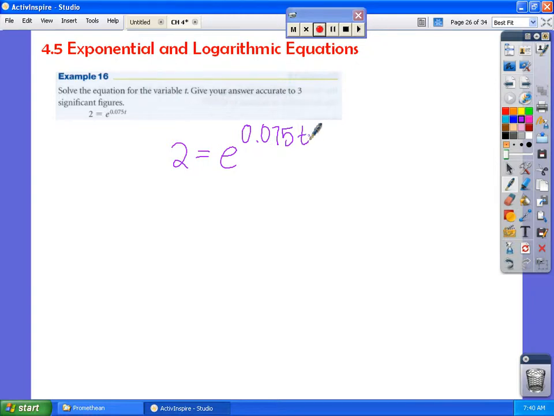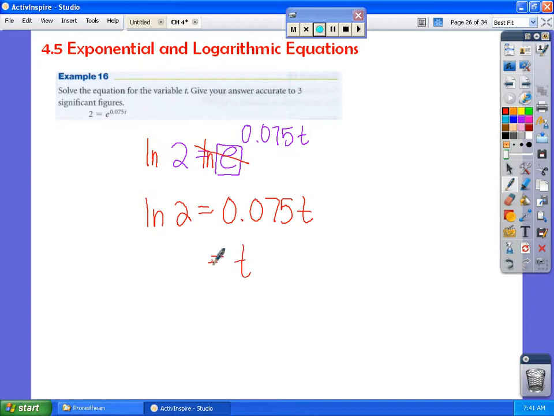If I want to solve it, the first thing you want to do is isolate your base. Meaning there should be no plus or minus, and there shouldn't be a coefficient. It's isolated, which means I can take the ln of both sides. So I have the ln of 2 is equal to 0.075t, so t is equal to ln of 2 divided by 0.075. And then you would put that in the calculator.